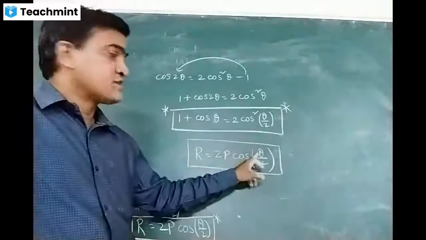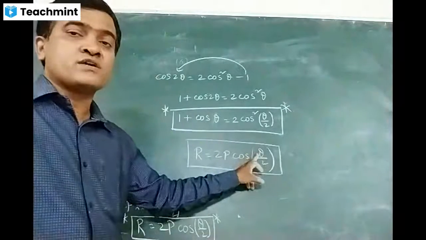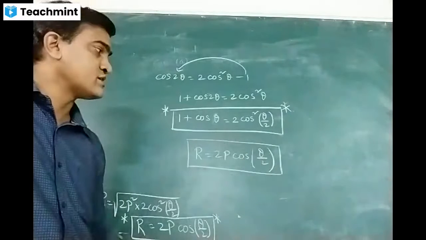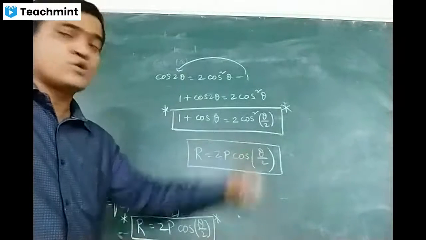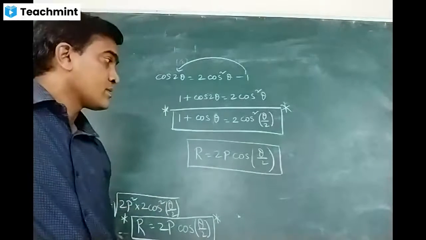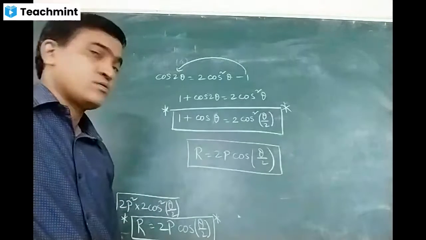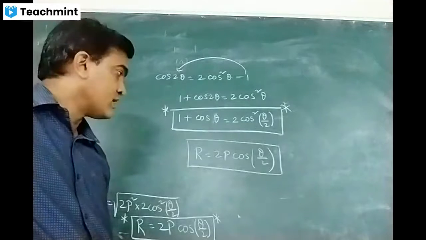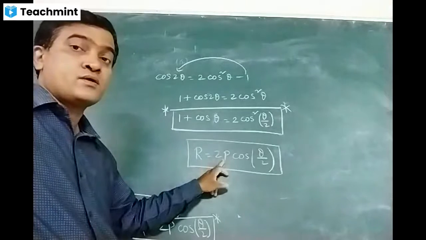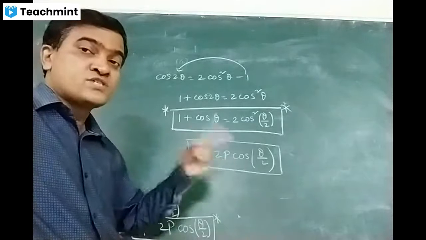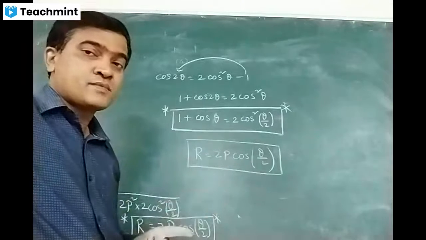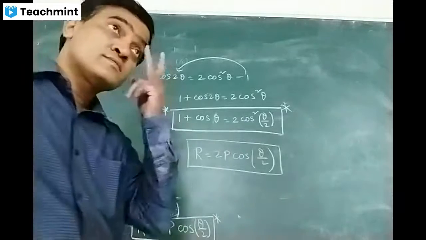Now, if I substitute theta is equal to 0 degrees, cos 0 by 2 is cos 0, and cos 0 is 1. R is 2P. How much will we get? 2P. Now just recall the first case. What have we done? Recall the first case.